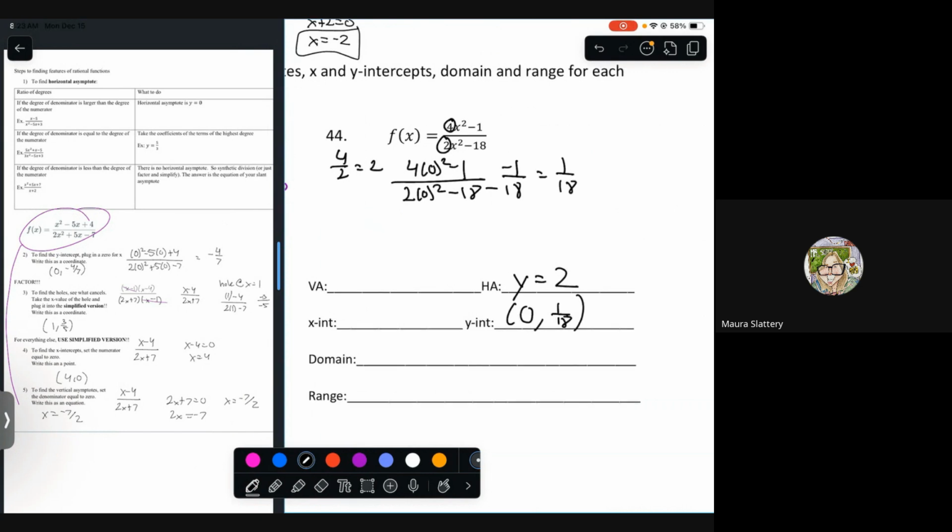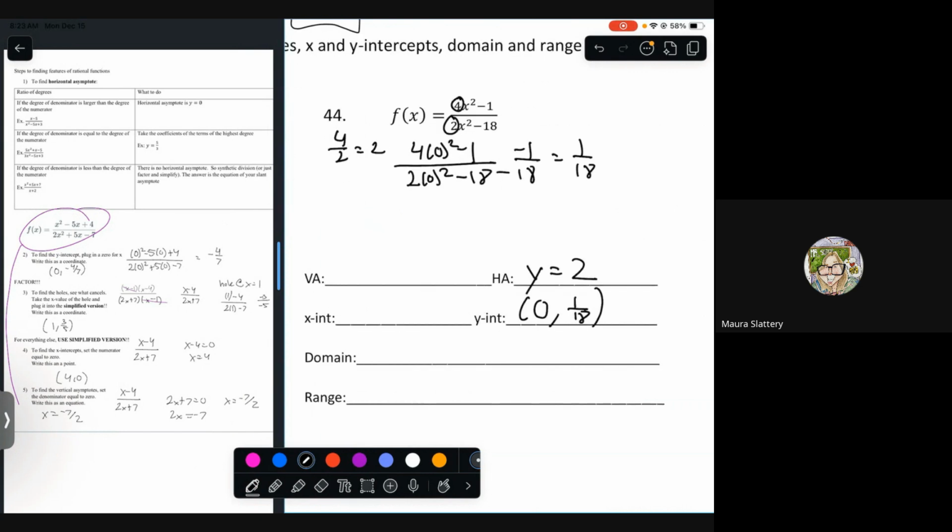Next, I need to factor this. On the top, I have a difference of squares. So I get 2x plus 1, 2x minus 1. And then in the denominator, we take out a GCF of 2, and I get x squared minus 9, which is a difference of squares again. So I get x plus 3, x minus 3. All right. So I look and ask, do I have any holes? There's nothing that cancels out here, so I don't have any holes. So now to find my x-intercepts, I take my numerator and set it equal to 0.